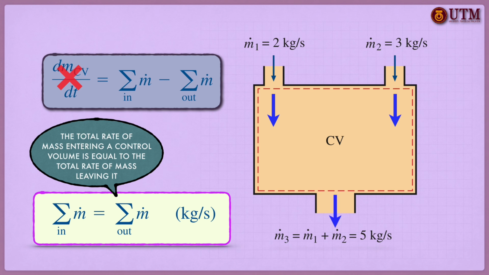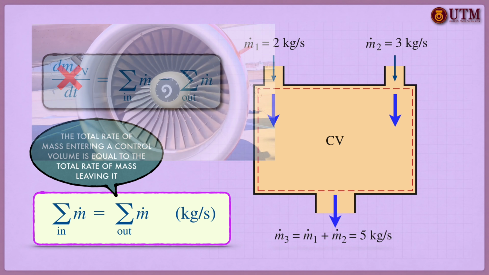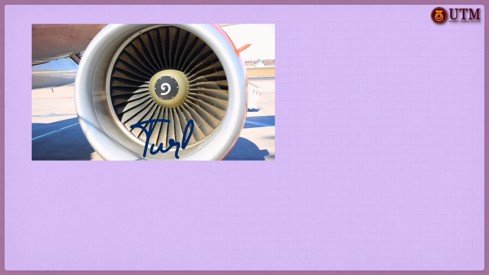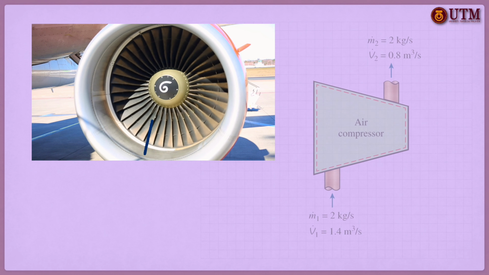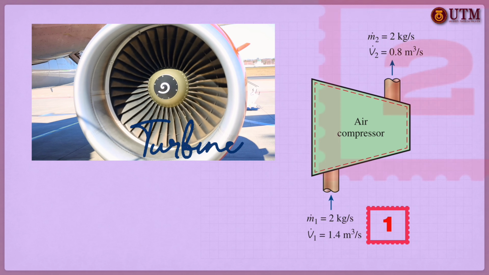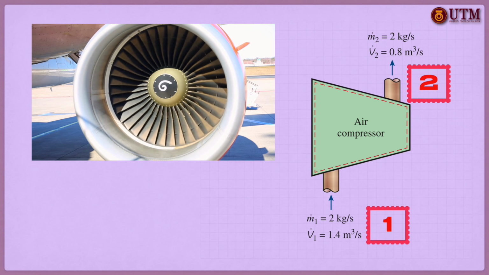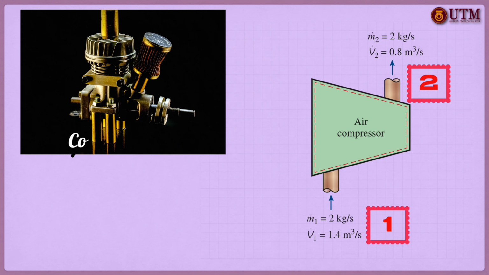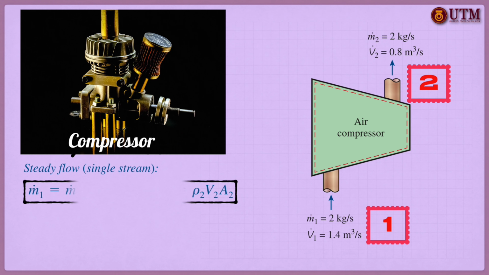Many engineering devices such as nozzles, diffusers, turbines, compressors and pumps involve a single stream, where there is only one inlet and one outlet. Typically, the inlet state is denoted by the subscript 1 and the outlet state by the subscript 2, and we drop the summation signs. Then, the previous equation reduces for single-stream steady flow systems to the following form.